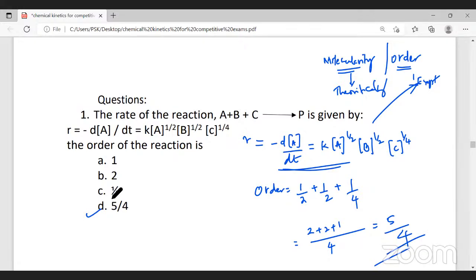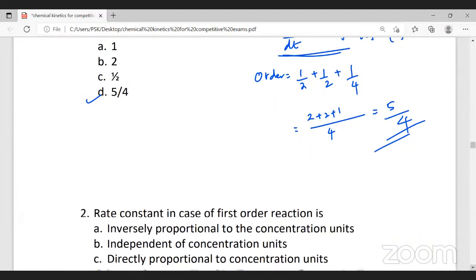Did you follow? So order is defined as sum of the powers of the concentration terms in an experimentally determined rate equation. All right. There are complex problems which we have to learn based on order. This is so simple. So we'll have to learn some of the complex problems a little later. All right. The next question.